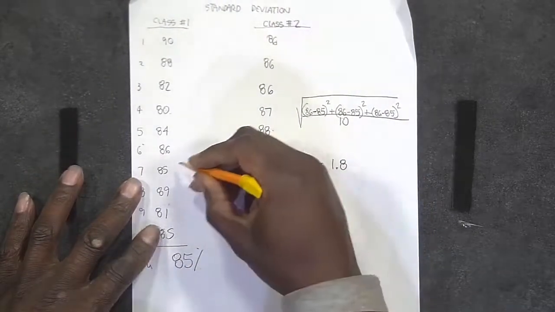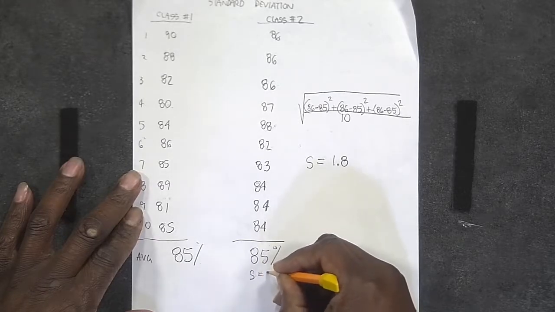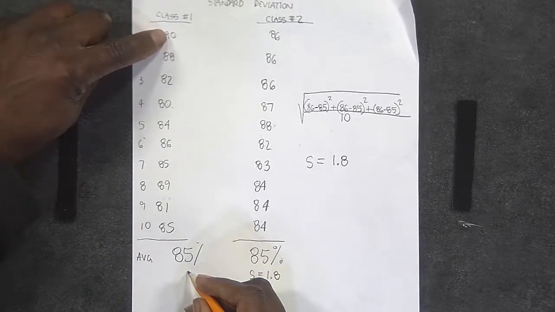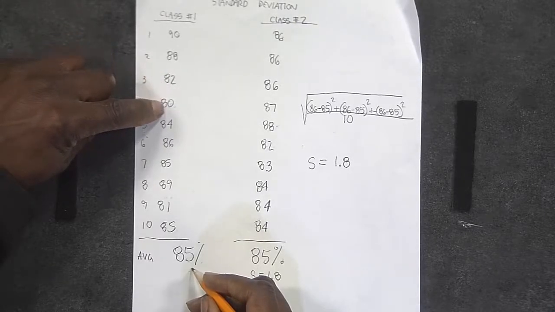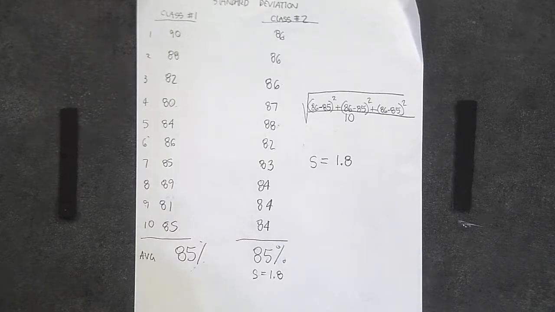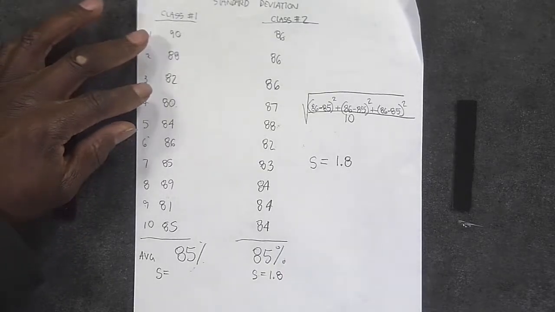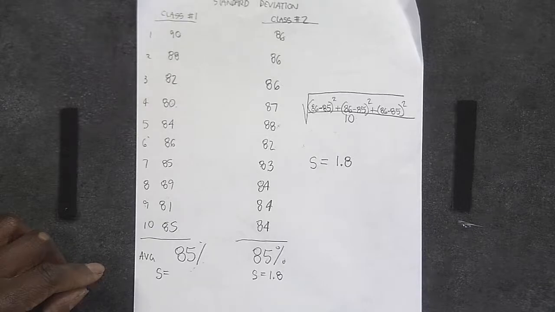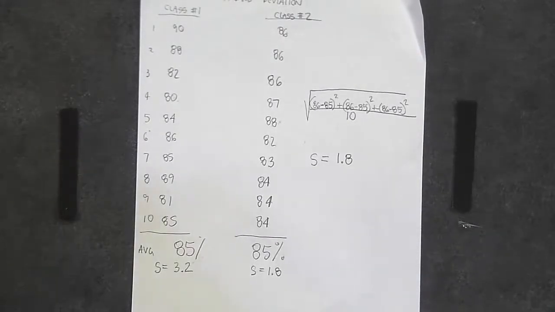And then if you do the same thing for this class over here, in fact, I'll write it down here. The standard deviation is 1.8. And then for the other class, you take this score, subtract the mean, squared, this score, subtract the mean, squared, and you do that over and over again, adding all those different squares together, dividing by the total number of terms, and then taking the square root. You get a standard deviation of 3.2.